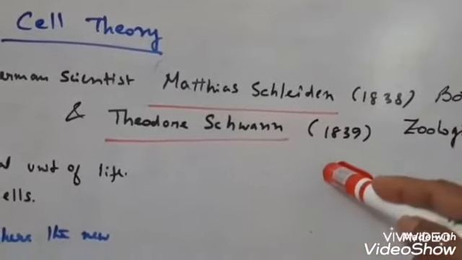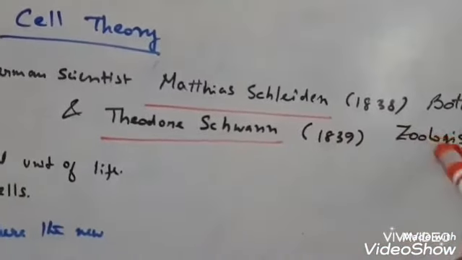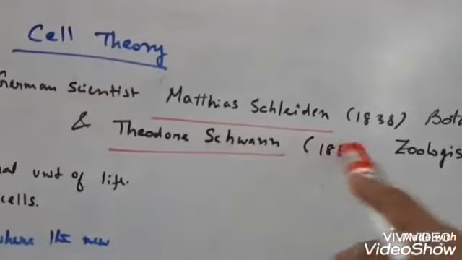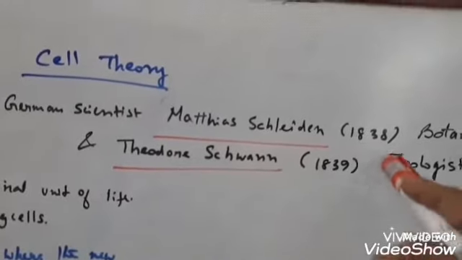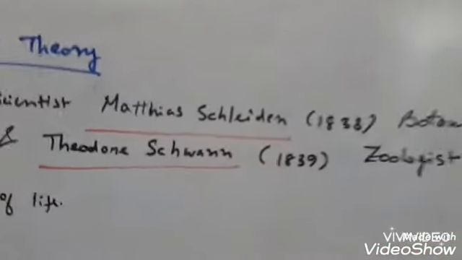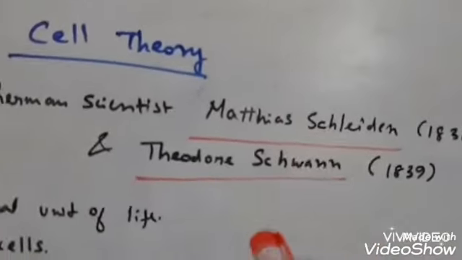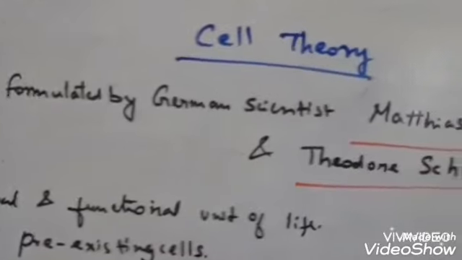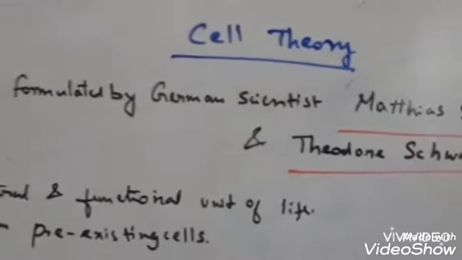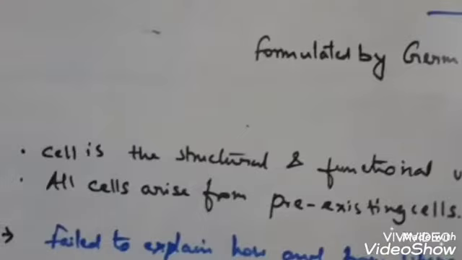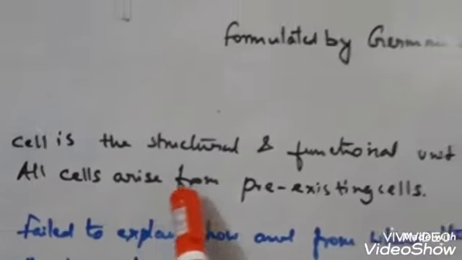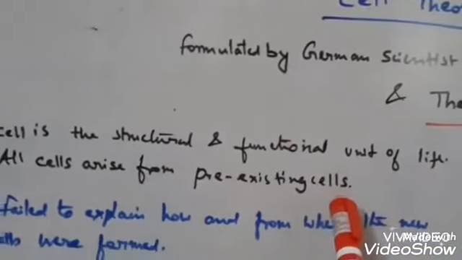In the next year, in 1839, a famous zoologist called Theodor Schwann, who was also a German scientist, observed the animals and proposed some of the characteristics of the animals and proposed cell theory. So both of their works were the same. One has done work on the plants, another on the animals. So what was their proposal? Now their proposals were: the cell is the structural and functional unit of life. Second, all cells arise from pre-existing cells.